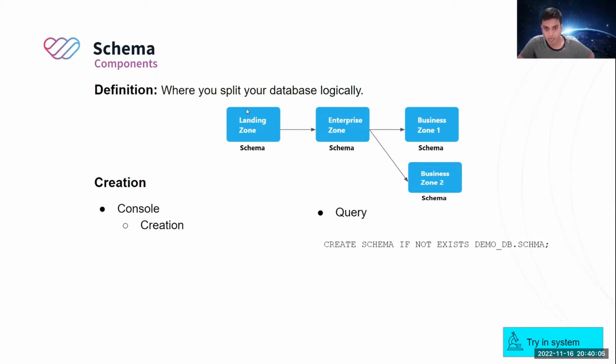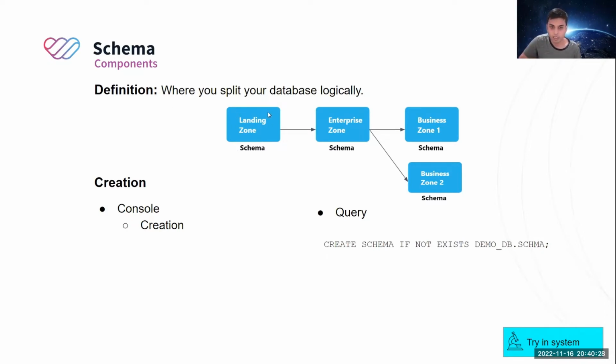Here you can see we talked about landing zone schema, enterprise zone, business zone schema. And what it means is basically from landing zone, we made a division and we say we are going to put stuff that just landed into our data warehouse right here. Then we will clean it. And once we clean it, we want to store it somewhere.